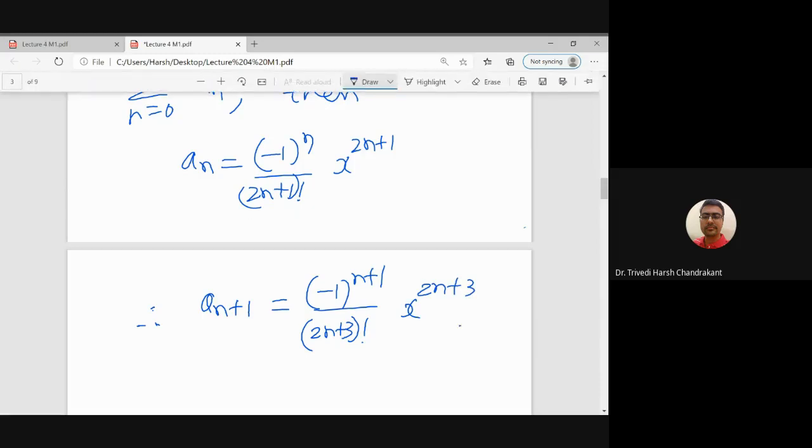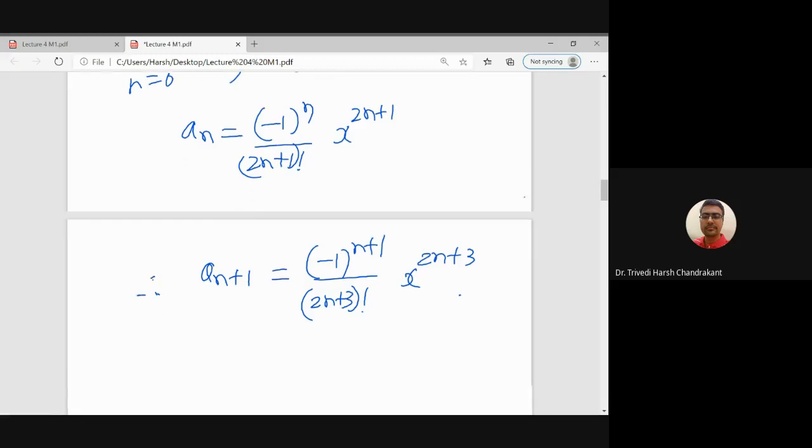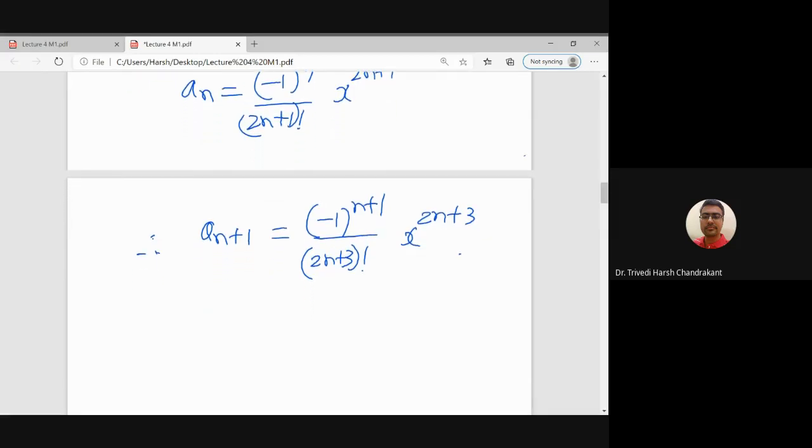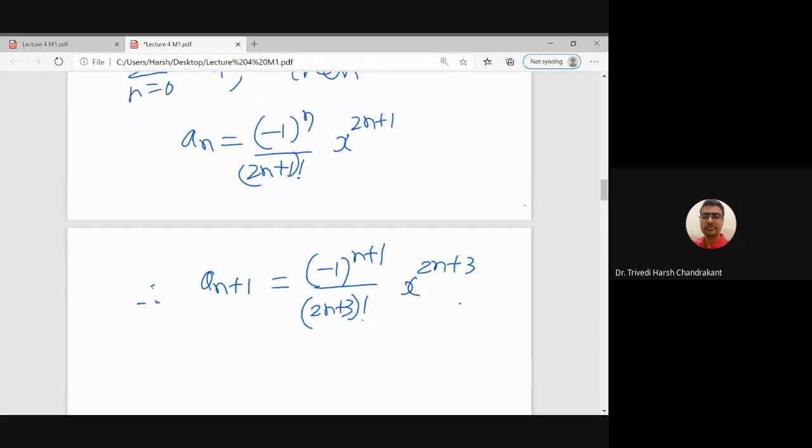Now, in the ratio test, basically we apply it for non-negative terms, right? But here we have the powers of minus 1, so some terms are positive, some terms are negative. Therefore, we apply the ratio test with the modulus sign for this particular series to check the absolute convergence. And then we know that every absolutely convergent series is convergent. So essentially, we will get whether the series is convergent or not.